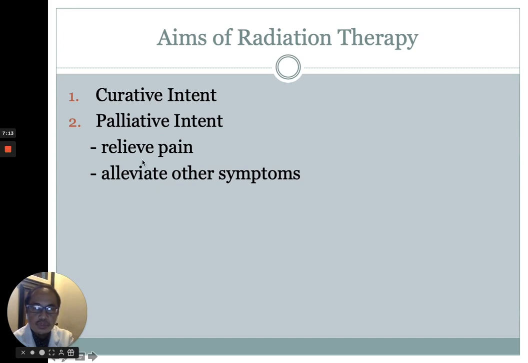It means that we want to relieve the patient's pain or alleviate other symptoms, such as, for example, bleeding or difficulty in breathing. So we can use radiation therapy to alleviate that. If there is a constriction, let's say there's a spinal cord compression, the patient cannot walk, so we use radiation therapy to treat that, and if it responds, then the patient will be able to walk again. So this is the palliative intent. So not all patients would undergo curative intent, because if the cancer has already spread to other organs, it will be very difficult. So it could be a curative intent or a palliative intent for the treatment.